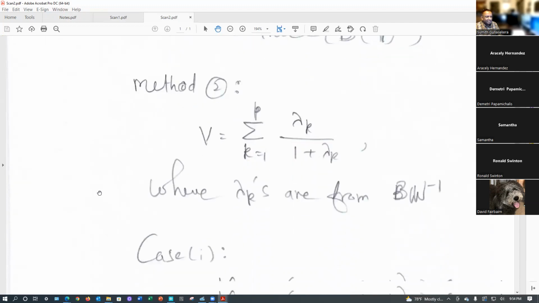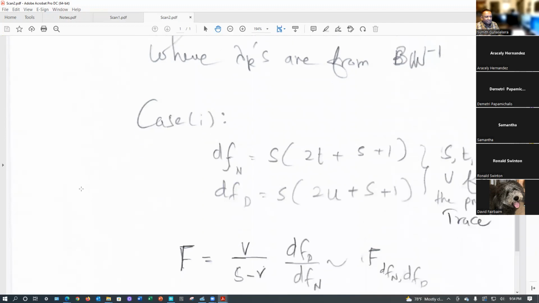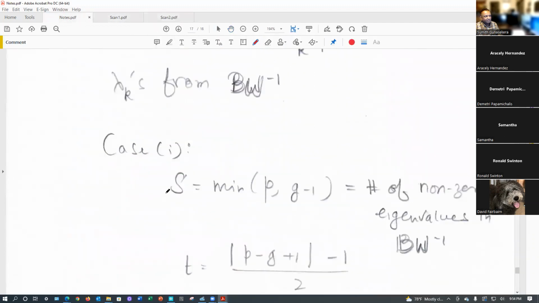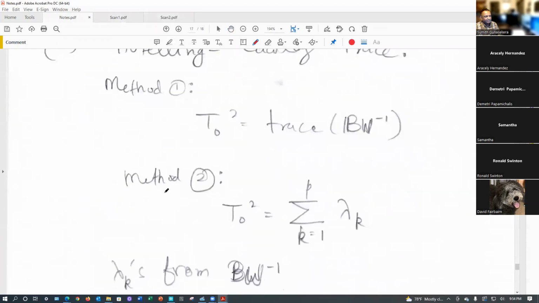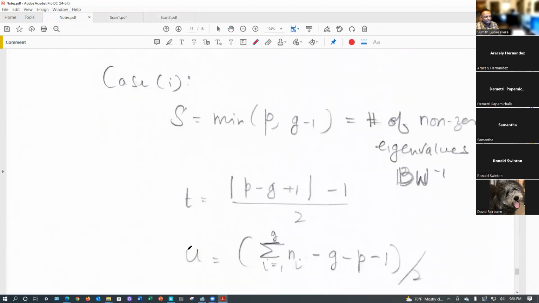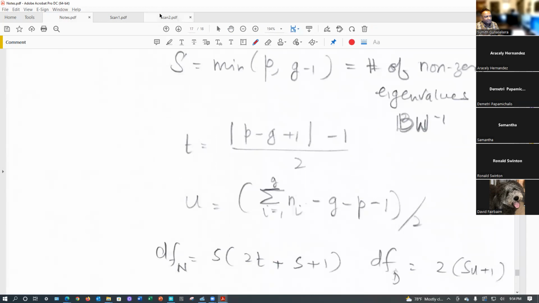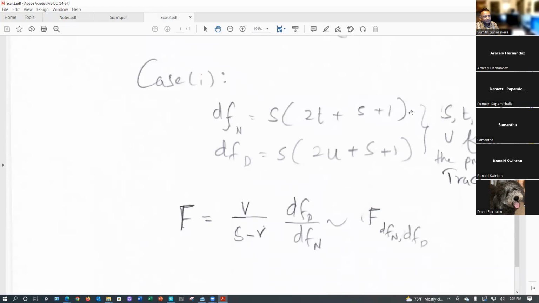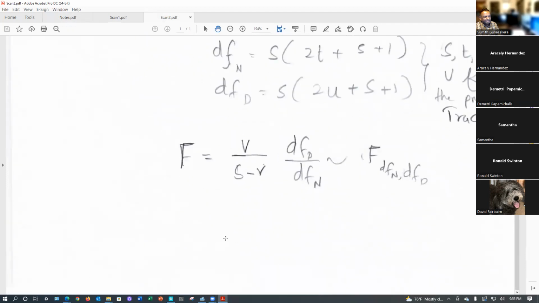Okay, and in case 1, how they are related to the F: you get the degrees of freedom, same S, N, T that you calculated earlier for Hotelling-Lawley trace. Sorry, not the Pillai, for the Hotelling-Lawley trace. Same letters S, T, U. So this time your degrees of freedom would be this one and this one, and this would be how they are related.